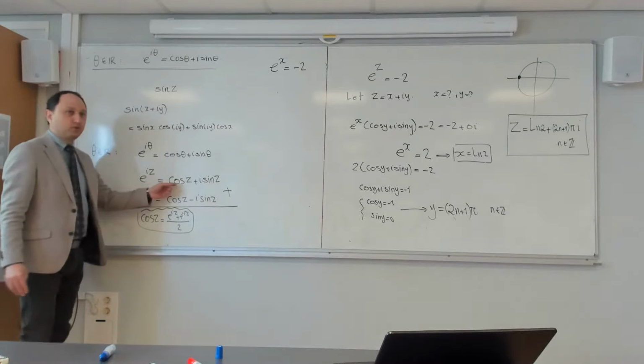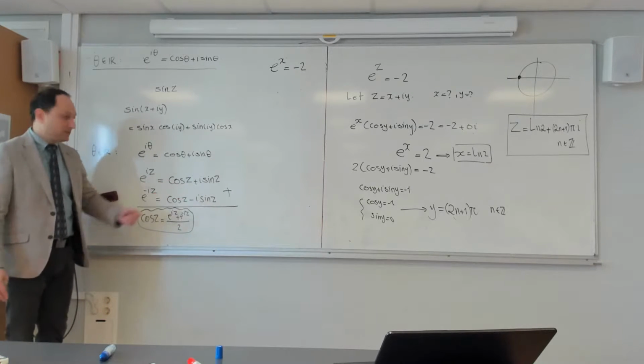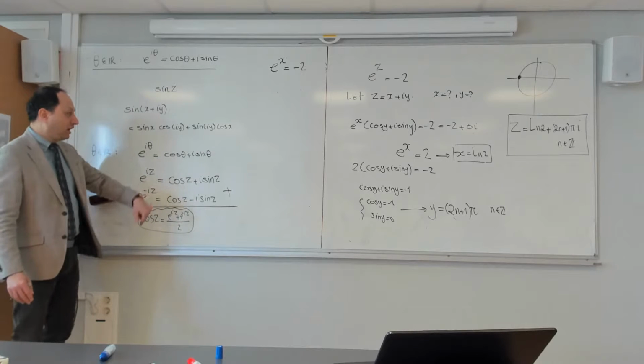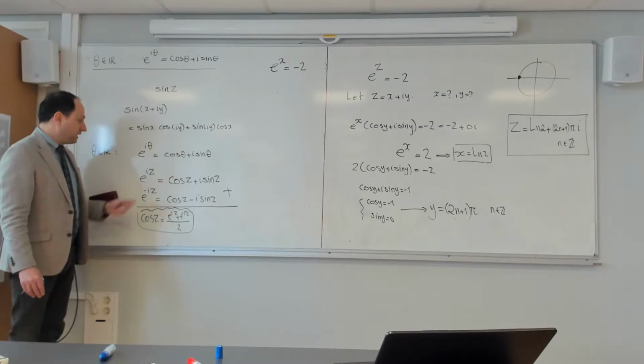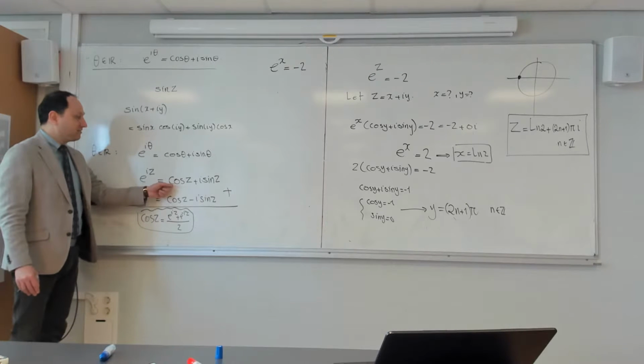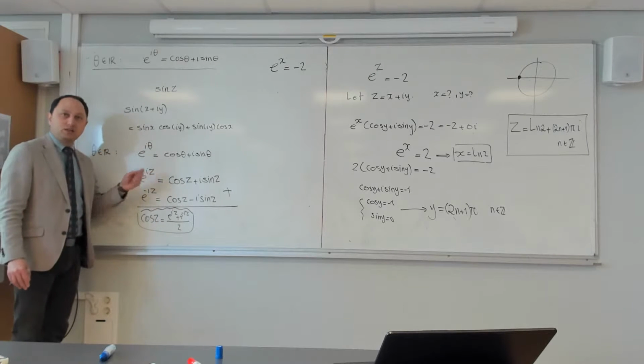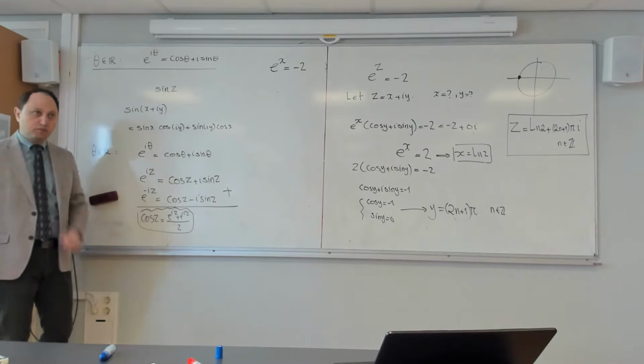The logic is not to prove this. We cannot prove that. But the logic is to define sine and cosine in a way so that this formula remains valid even if z is a complex number. This is the logic behind that.